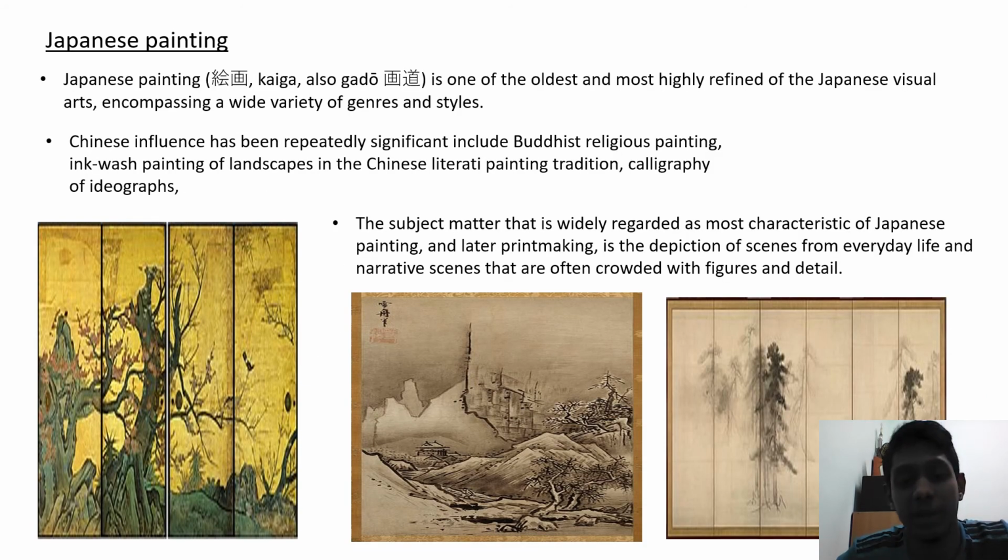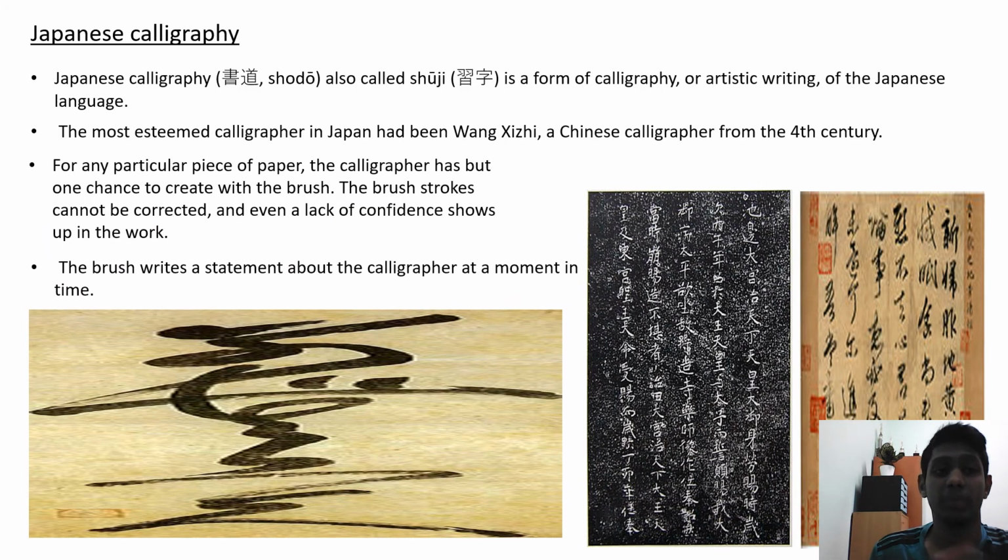Okay, Japanese painting. So these three are the types of painting they do. Kaiga, also Gado. This is some kind of Chinese word. The oldest one in Japanese art painting, and the subject matter widely regarded as the most characteristic of Japanese painting. So we can see nature in their paintings. So that's the main point when they do some kind of painting.